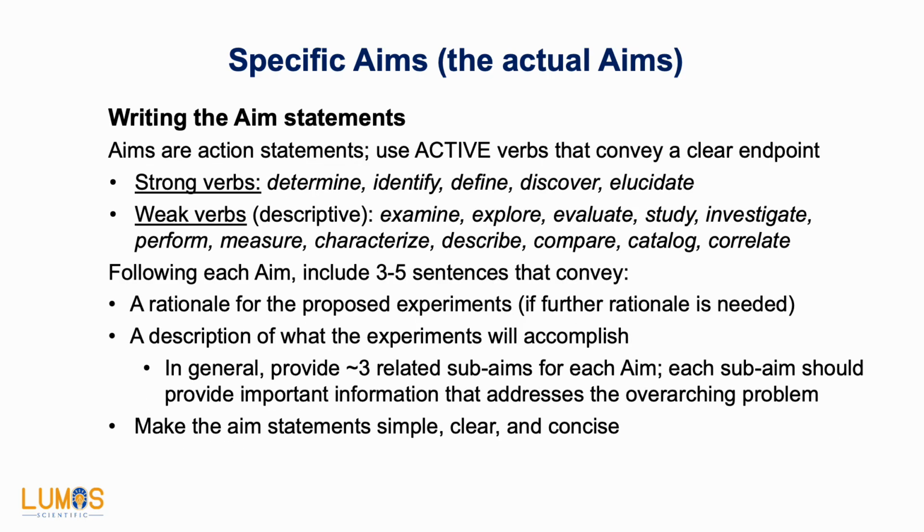Aims are action statements, so you'll want to use active verbs that convey a clear endpoint. Strong verbs such as determine, identify, define, discover, and elucidate. You'll want to stay away from weak verbs that are descriptive. Following each aim, you'll include 3 to 5 sentences that convey a rationale for the proposed experiments, if further rationale is needed, a description of what the experiments will accomplish, and in general, you'll provide about 3 related sub-aims for each aim. Each aim should provide important information that addresses the overarching problem.